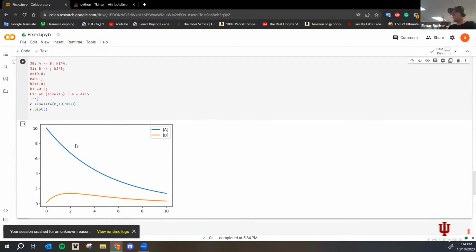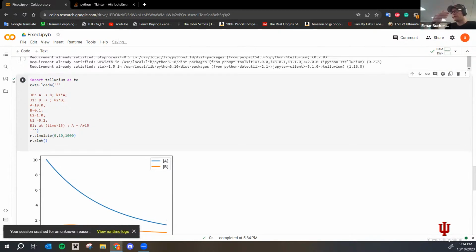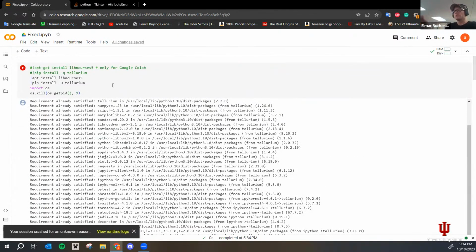So who is now sharing the code? I don't know. So Alex, just when you go to the first cell that you have, you need only two lines of this code. One opt installs the C library libcurse5 that is used for Antimony. Then pip, our Python library. So install the Python library Tellurium.